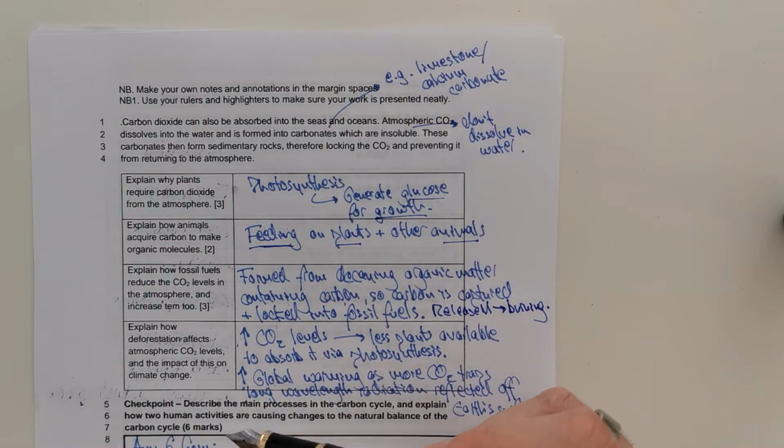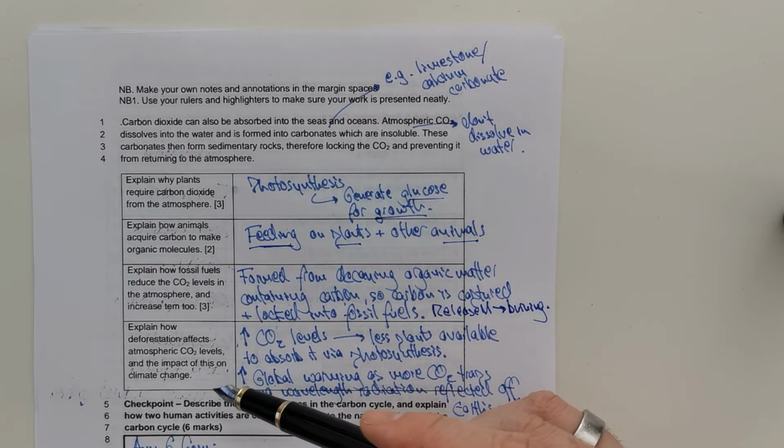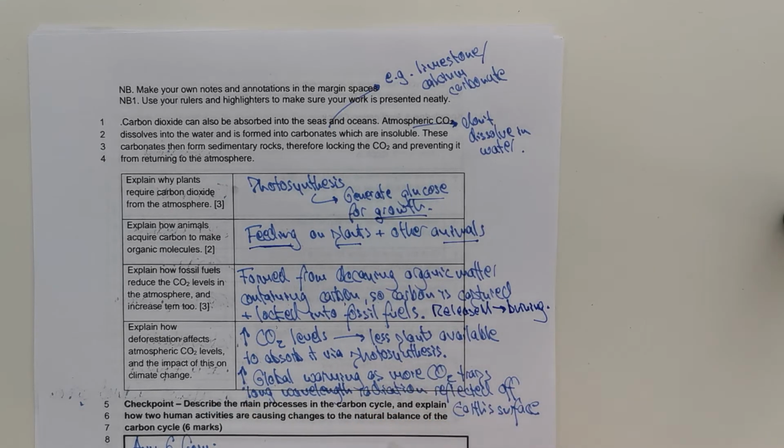Then explain how deforestation affects atmospheric CO2 levels and the impact of this on climate change. So you can increase the CO2 levels if you've got less plants available to absorb it via photosynthesis. So if you chop trees down, you've got less plants available to absorb the CO2, so the CO2 level is going to increase. And as we've said earlier, if you increase carbon dioxide in the atmosphere, you're going to increase global warming as there's more CO2 to trap the long wavelength radiation that's reflected off the Earth's surface.